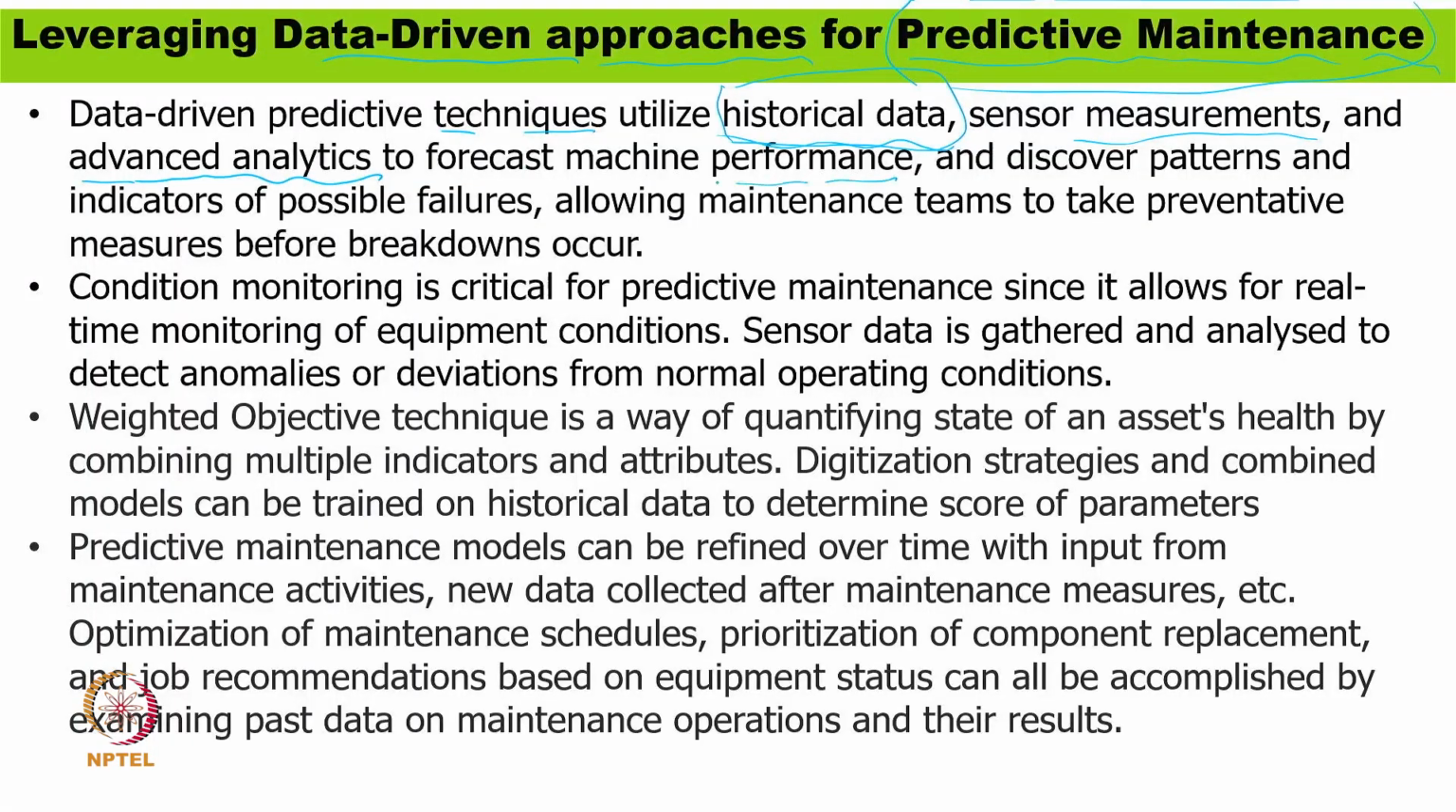It really uses the historical data from the literature, sensor measurements also, and then advanced analytics, something like a PCA, can be utilized to forecast a machine performance also. Maybe whatever will happen after, let me say, 5 months, 6 months, that can be predicted using this kind of thing. Even when we do this kind of data analysis, we can discover the patterns or indicators which really indicate when the failures are going to happen, what kind of possible failures will happen, and that is why it will really help the maintenance team to take preventive actions and measures before any breakdown occurs.